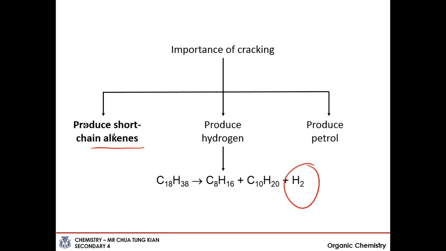But if you look around you, notice cars everywhere. All the cars need petrol to run. So where's the petrol from? It is actually from the catalytic cracking of longer chain hydrocarbons which we obtain from the fossil fuels after fractional distillation. Okay?